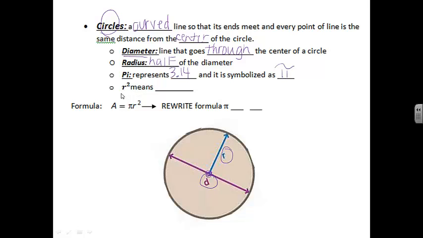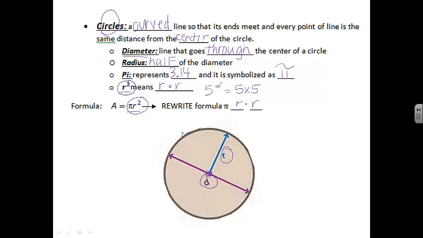Now, radius squared means r times itself, r times r. This is the same thing as 5 squared equals 5 times itself, so 5 times 5. When you see r squared, that means r times r. So every time we see the area of a circle, pi r squared, we always want to rewrite it as pi times r times r, to help us plug it in better, because sometimes kids forget that this means radius times radius.